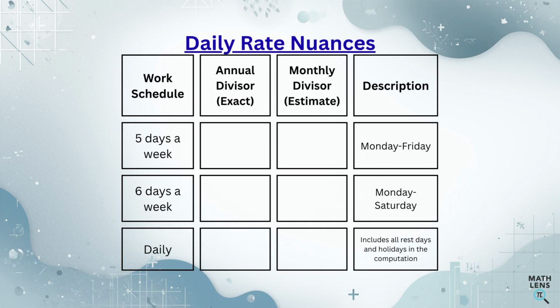These are useful for estimating and accurately calculating the daily rates over different periods. Common estimates are 22, 26, and 30.42 days per month, corresponding to different work schedules, while the exact annual computation might consider 261, 313, or even 365 days, depending on whether rest days and holidays are included. The key takeaway here is that understanding these nuances helps in accurately determining an employee's earnings.